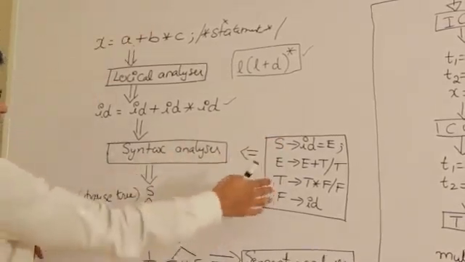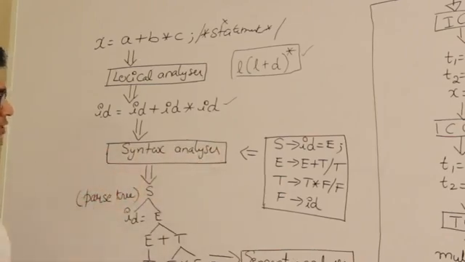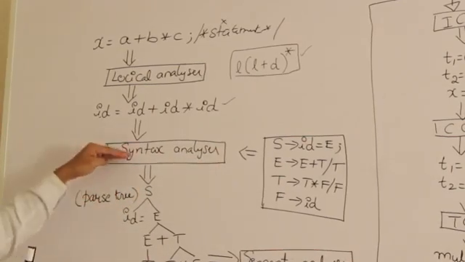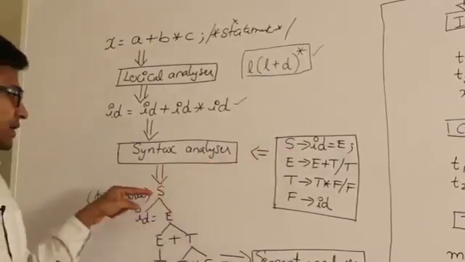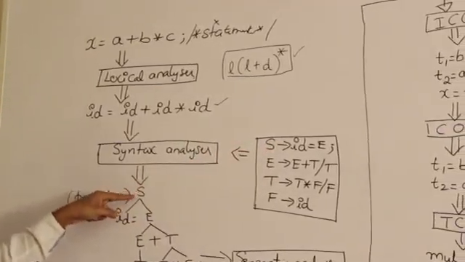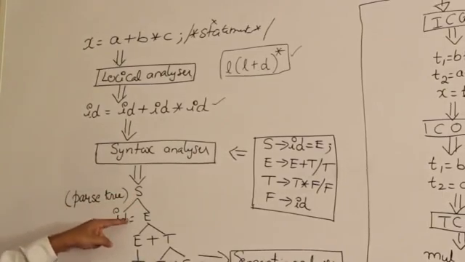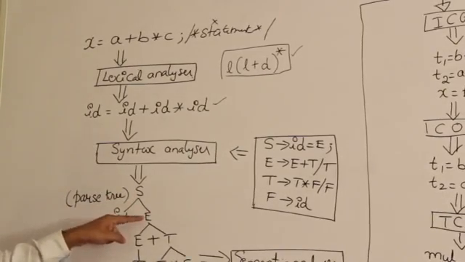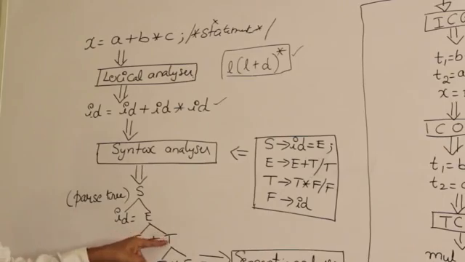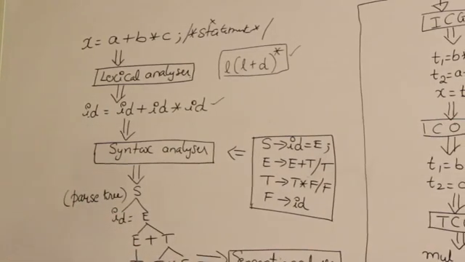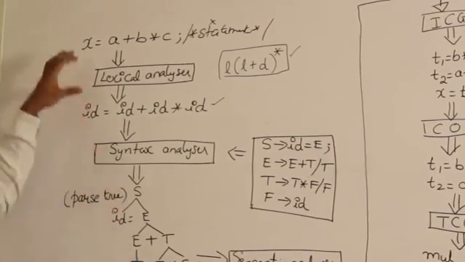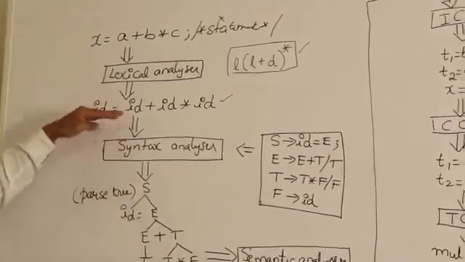For this, the syntax analyzer, also called the parser, is going to construct a parse tree. The parse tree is going to start with the start symbol. S is the start symbol. A statement is identifier is equal to expression. An expression is expression plus term. A term is term into factor. Factor can be identifier, term can be factor, factor can be identifier. So finally what we get is a parse tree in which we can see the entire stream of tokens.